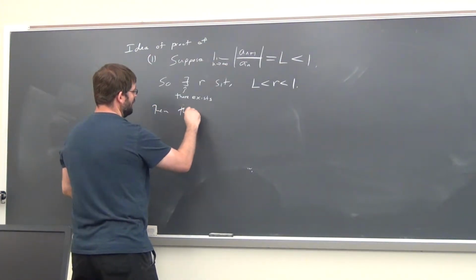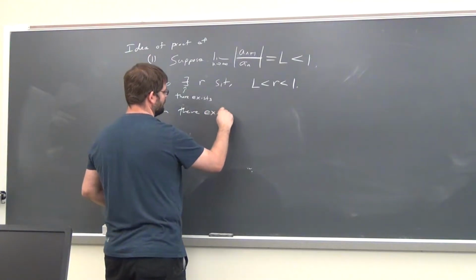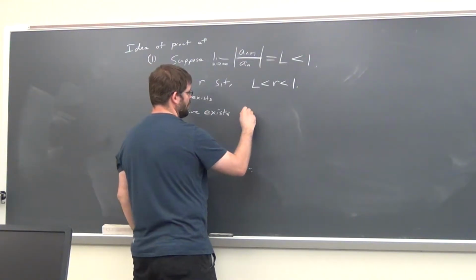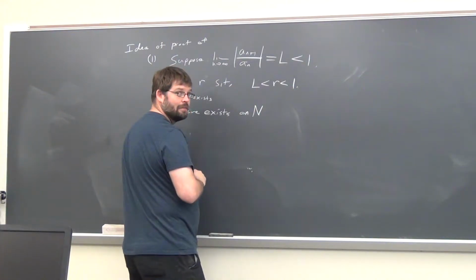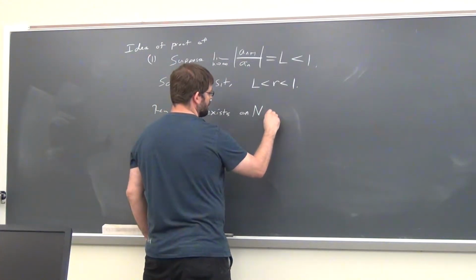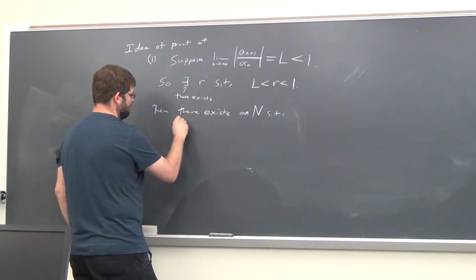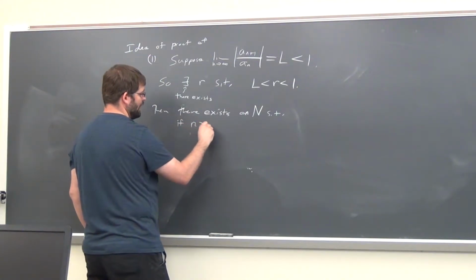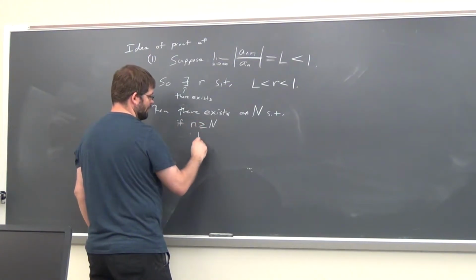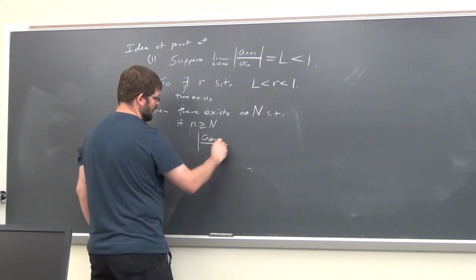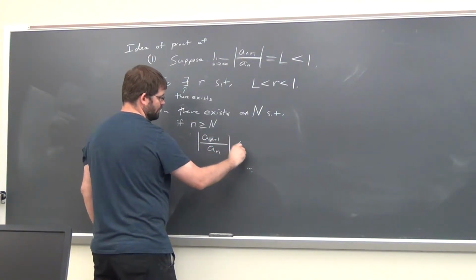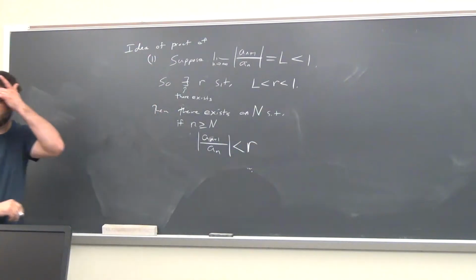I'm going to write it again. There exists a capital N, okay, such that if n is greater than or equal to capital N, right, then these terms in that limit get less than R. That's what I just said before.